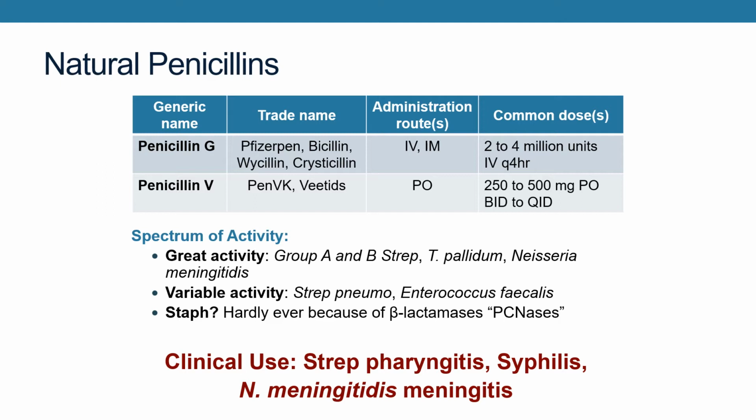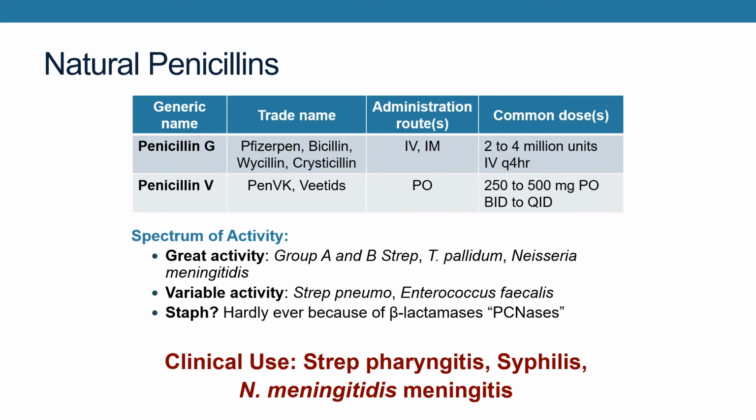So first up, we have our natural penicillins, which includes penicillin G and penicillin V. Penicillin G is available only in the IV and IM formulations, and it's dosed in millions of units, while penicillin V can be taken by mouth and is dosed in milligrams. That's something to remember to help you recognize the difference between the two.